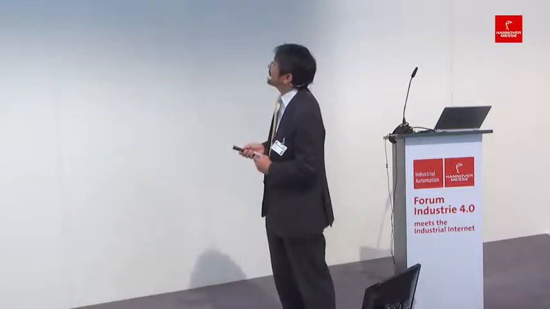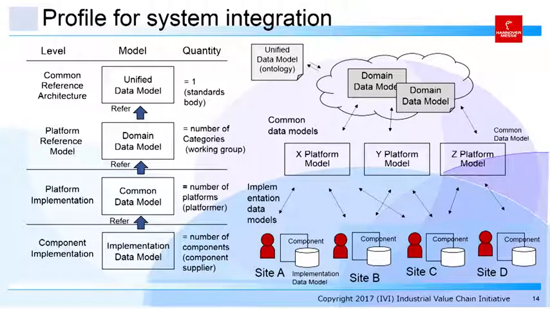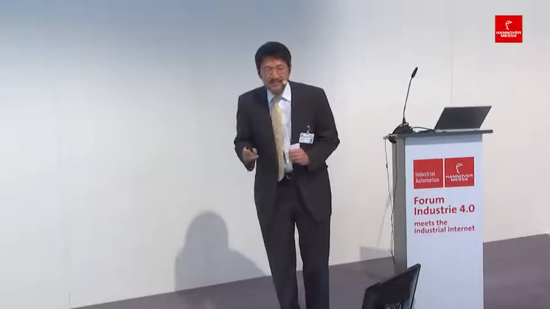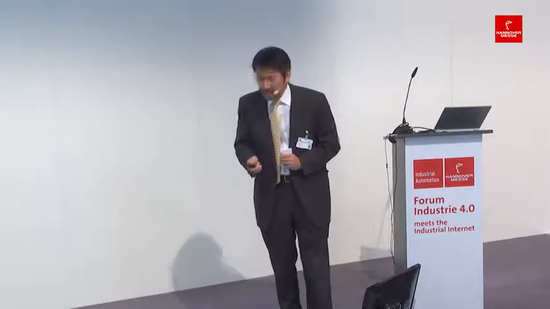So here we have to have several layers of the data model. One is the data model for the component. This is the actual implementation data schema. But also, they have a platform common data model in order to make interoperability using this component profile. This is also very common approach.